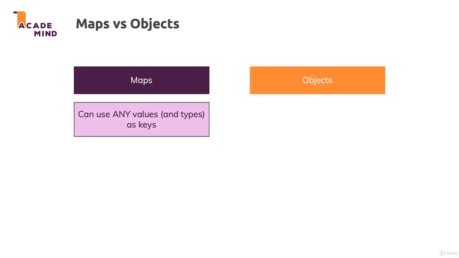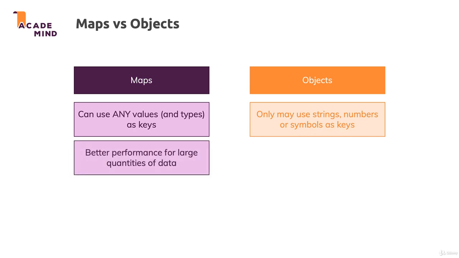Maps can use any values and any types as keys. So you can have an object as a key, a string, a number, and in the same map you can have mixed key types. Objects, on the other hand, can have mixed key types, but you are restricted to using strings, numbers, or symbols. We'll learn about symbols later. So you have less flexibility there. You can't use a boolean as a key in an object. You can't use another object or an array.